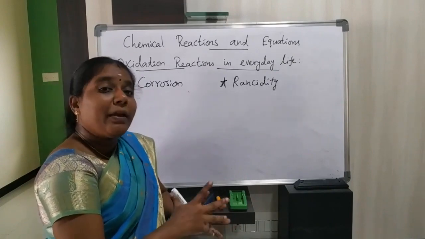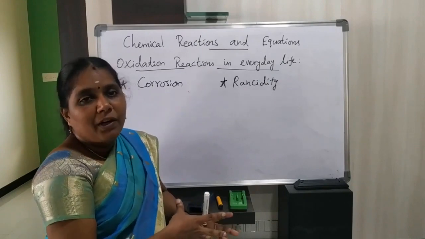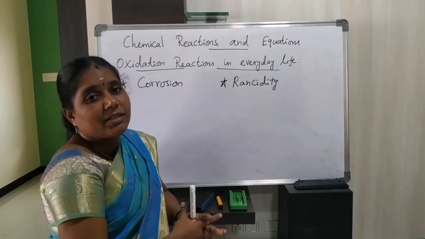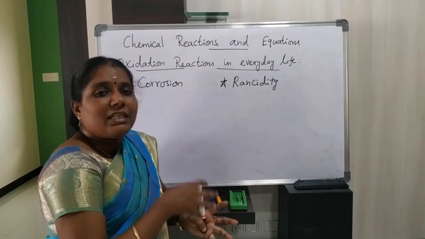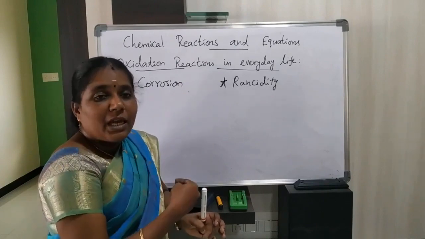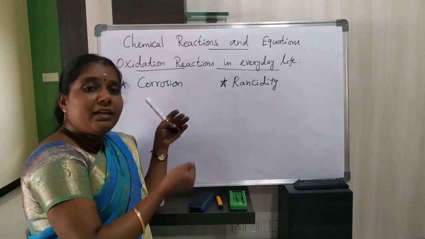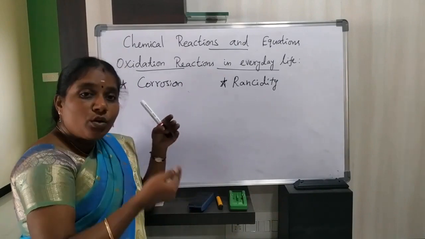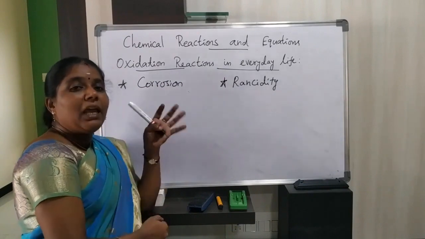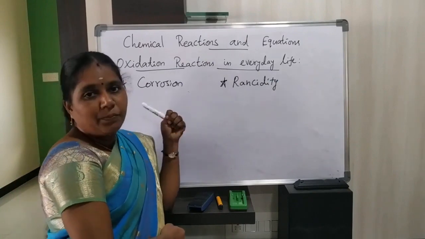See here, what is meant by corrosion? Generally metals are eaten up with the help of air, moisture, and with the help of acids and some other chemicals. Because of this process, metals are slowly eaten up. This type of process is called corrosion. That is slow and steady destruction of metals by the help of air, moisture, acids and chemicals.